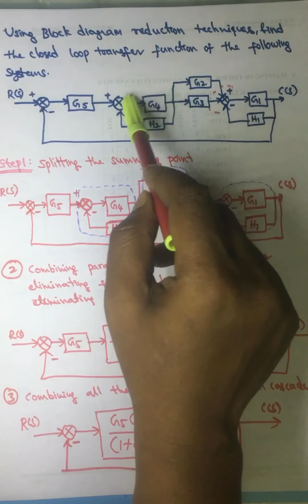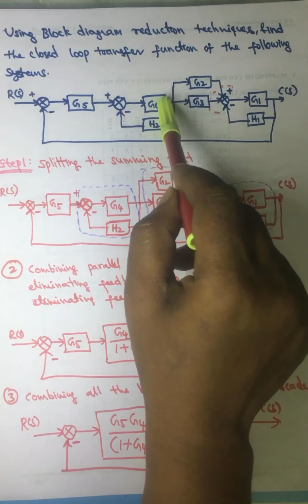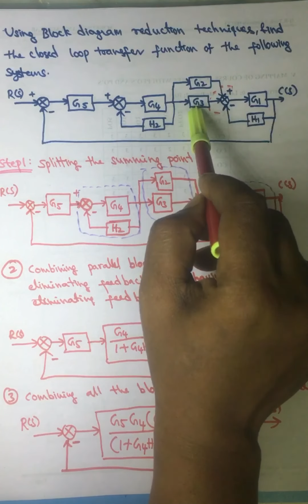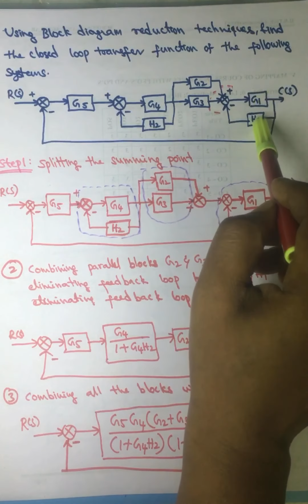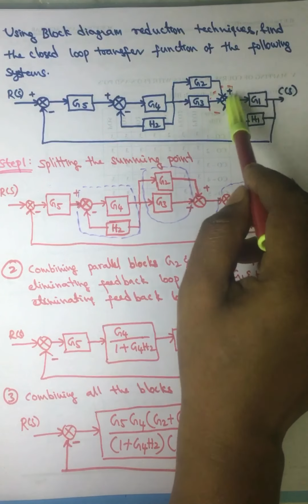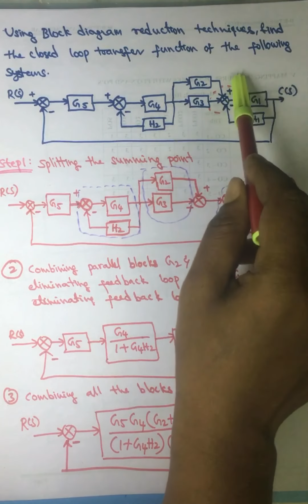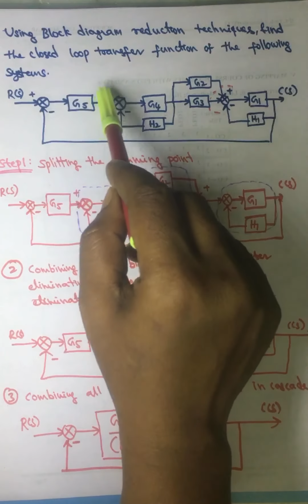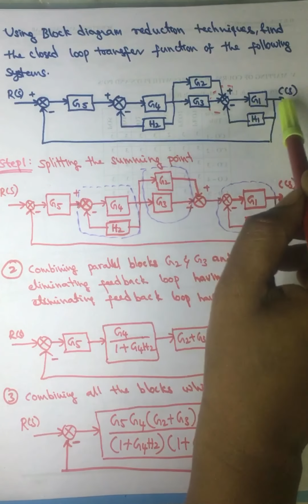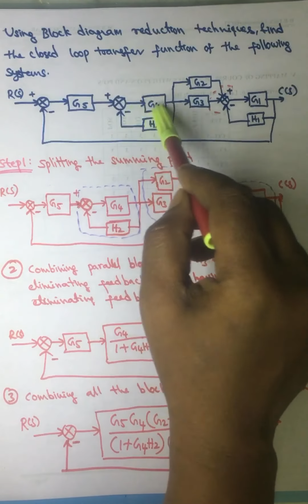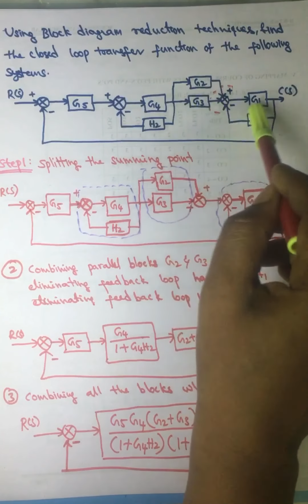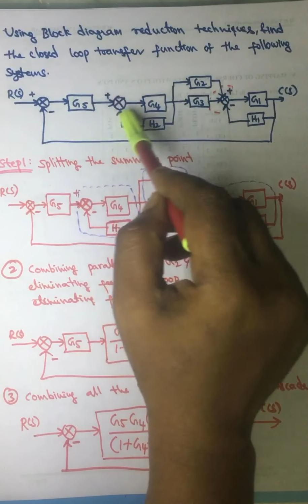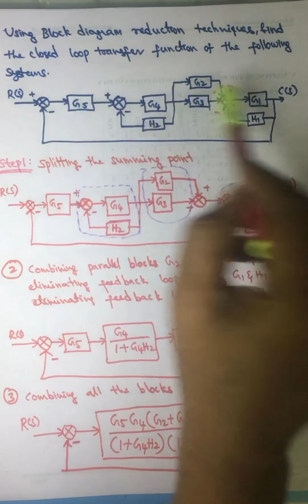We have an inner feedback path, G4, H2 are in inner feedback. G2 and G3 are in parallel. G1 and H1 are again in a feedback path. So after removing all this, we have to remove the outer feedback. Whenever you are solving block diagram reduction, first you have to remove the inner feedback and inner forward paths, then combine all of them, then remove the outer feedback path.